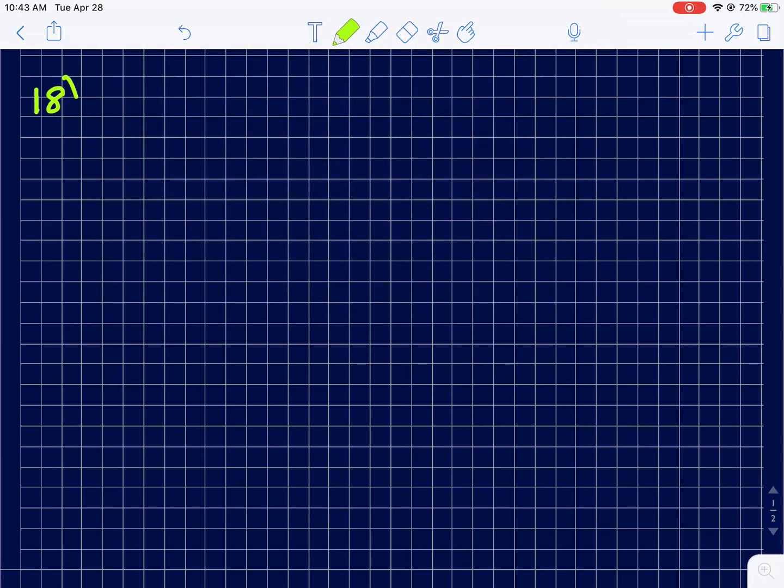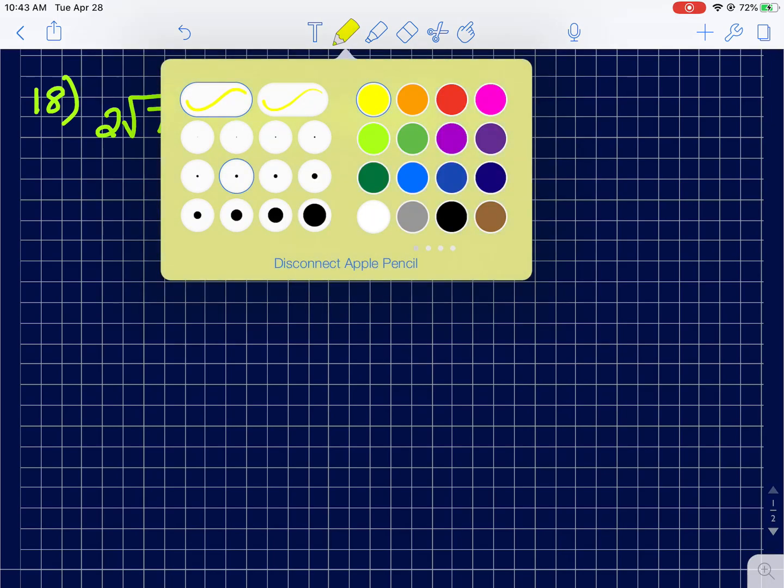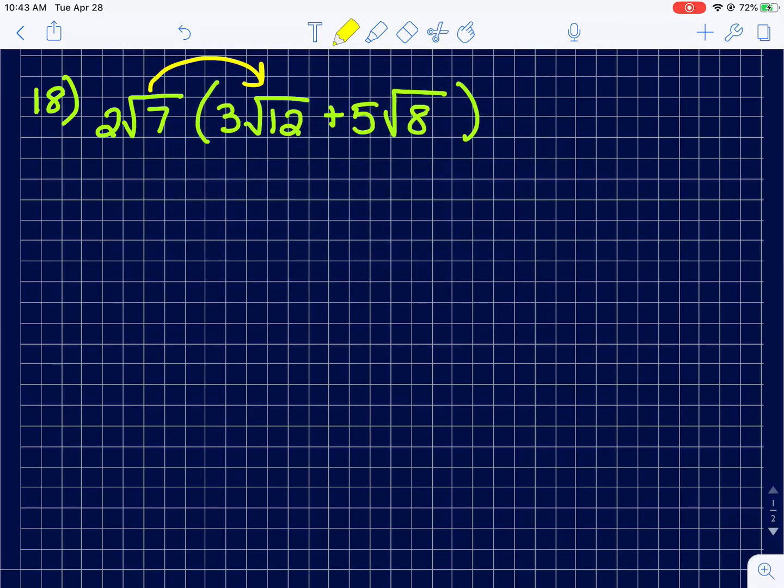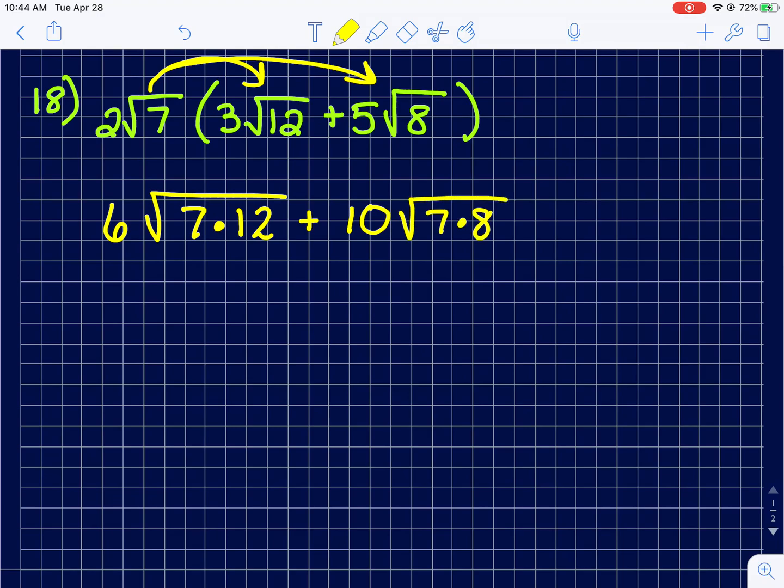Number 18 is 2 root 7 parenthesis 3 root 12 plus 5 root 8 close parenthesis. This time we do have numbers in front, so we have to make sure we multiply them. The numbers in front get multiplied. So 2 times 3 is 6, so that's what's on the front here. Inside, just like before, I'm just going to write 7 times 12, because the inside is where we're going to have to prime factor. Then I multiply my outside times my second term. So 2 times 5 is 10 on the outside, and on the inside we have 7 times 8.